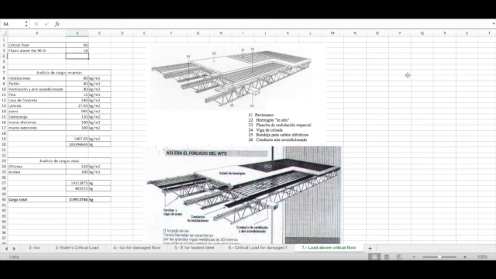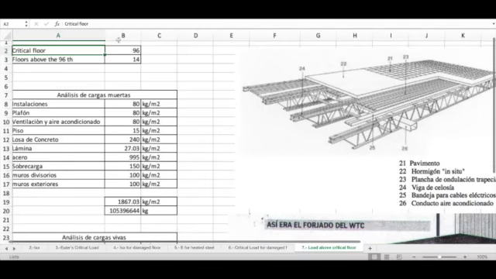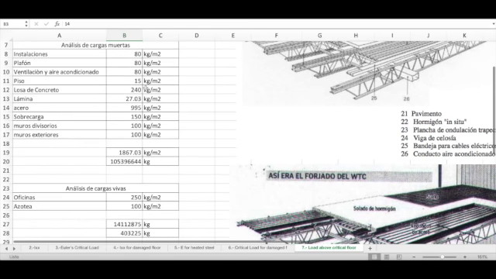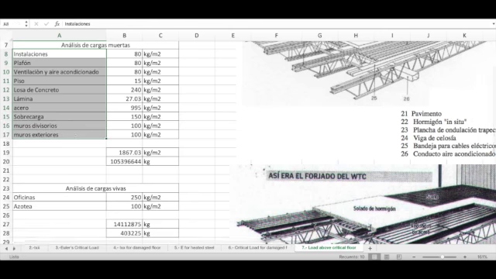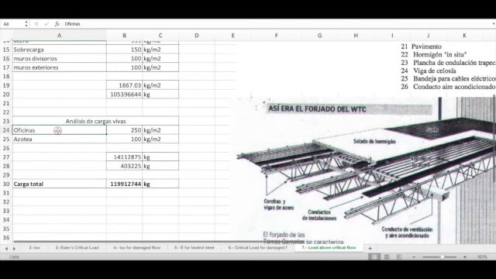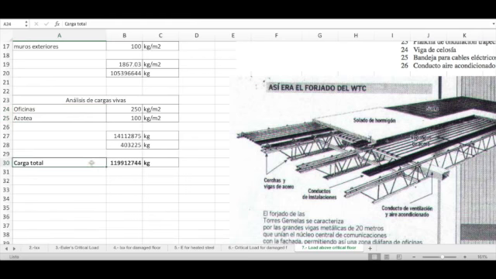Estimate the amount of load above the critical floor and compare it with the load of step 6. For this point, we use the 96th floor as a critical floor, taking into account that there are 14 floors above. Then we analyze dead loads such as installations, roof, ventilation, air conditioning, floor, concrete slab, sheet metal, steel, wall divisions, exterior walls, and overloads. We also analyze live loads, such as office and the roof, resulting in a total of this.